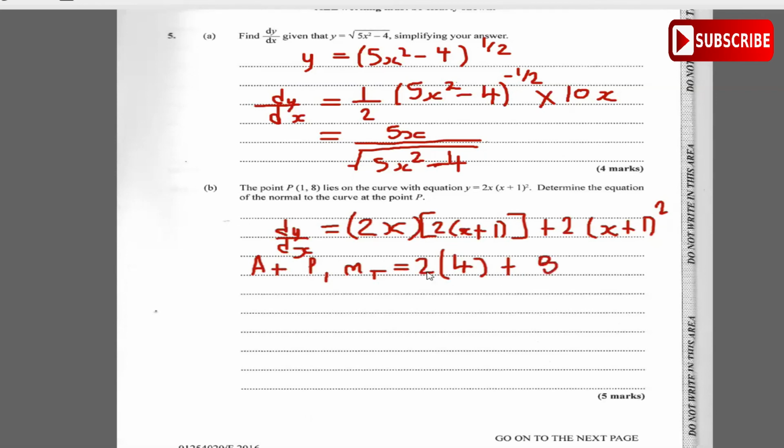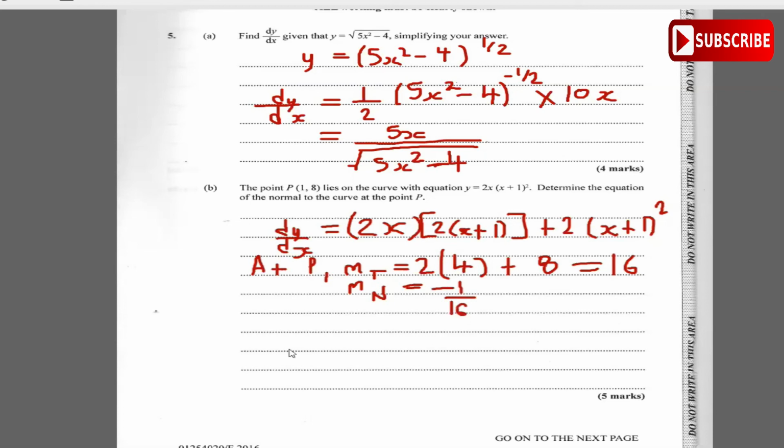So this works out to be 2 times 4, 8, plus 8, which is 16. So that's the gradient of the tangent. If the gradient of the tangent is 16, then that is telling me that the gradient of the normal is going to be negative 1 over 16. So that's now the gradient of the normal.